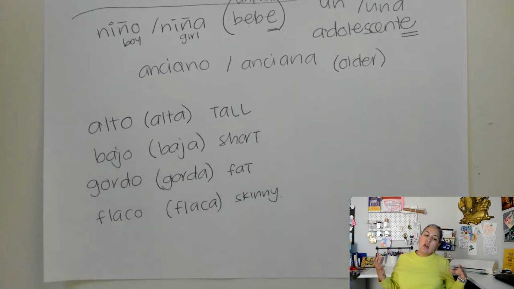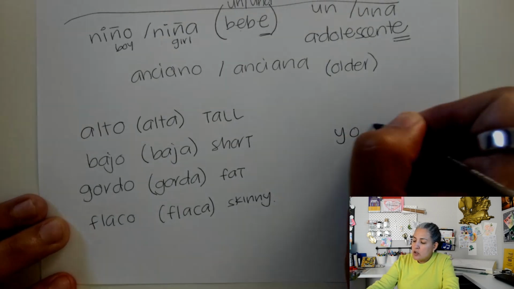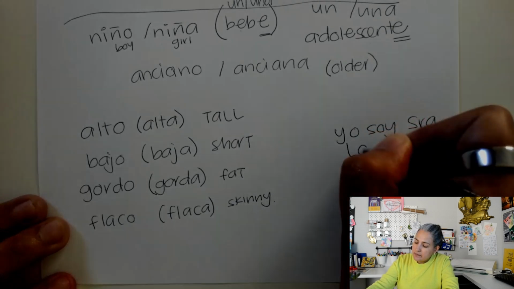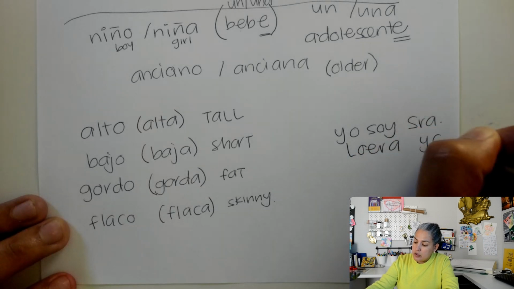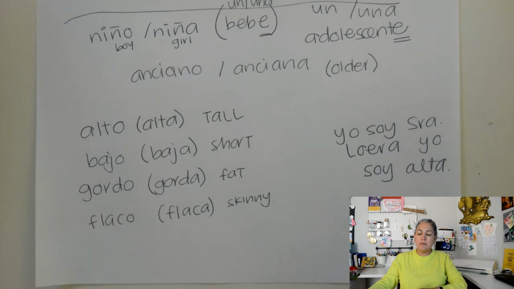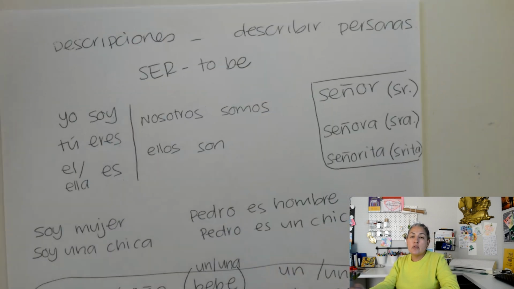So let's put this together in a sentence. Talking about myself, which is most commonly what we use, is yo soy Señora Loera. Yo soy alta. That means I'm tall. So just putting together, it's the verb to be. How am I? Am I tall? Am I short? Am I skinny? We'll learn more descriptions on our next video. But in this video, I just wanted to explain the verb to be and how we're going to use it to describe.